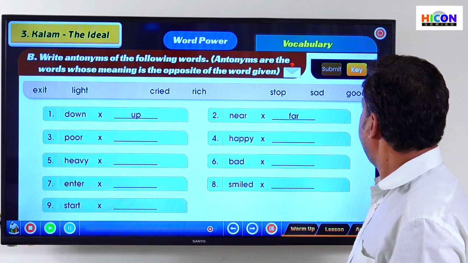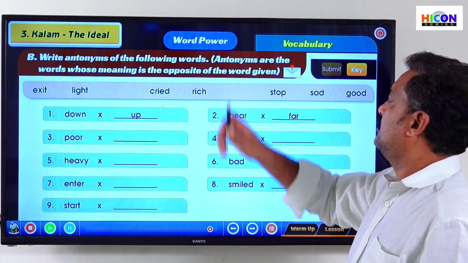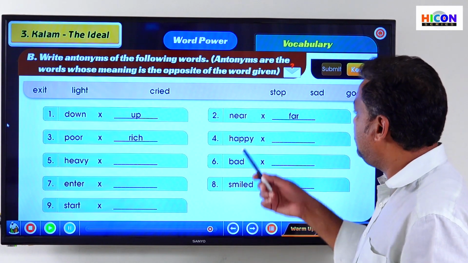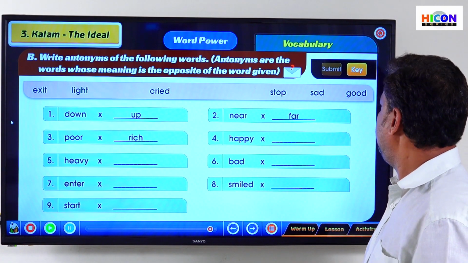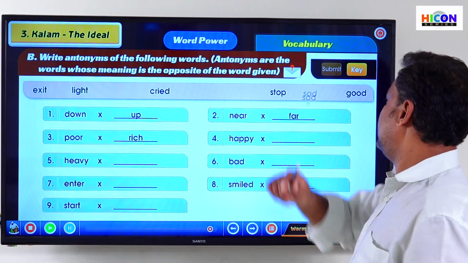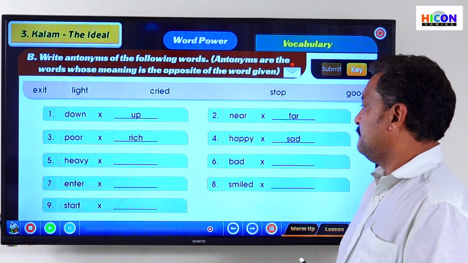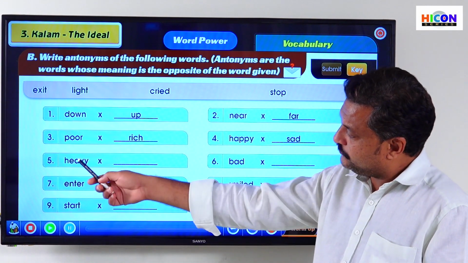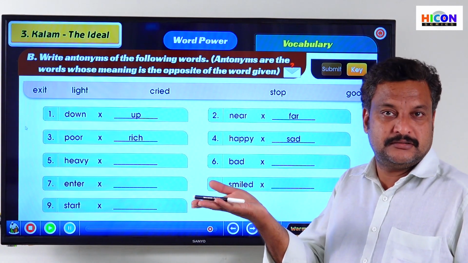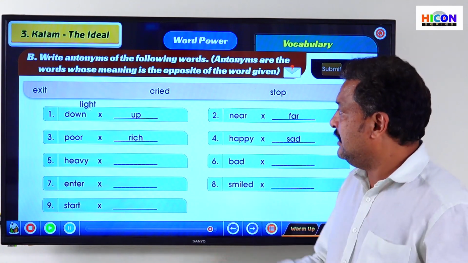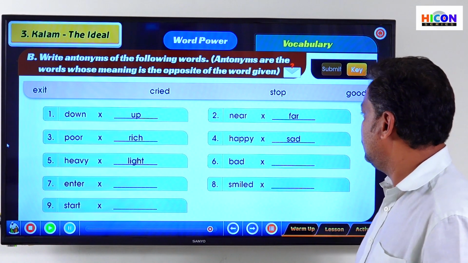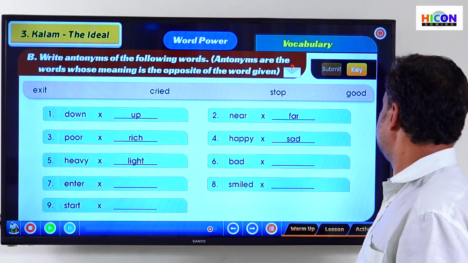Poor, rich. What's the opposite of poor? Rich. Happy can be unhappy, no, unhappy, then sad. Yes, sad. S-A-D, sad. Heavy, very heavy. Light. Heavy weighted, light weighted. Okay, light. Bad, the opposite is good.